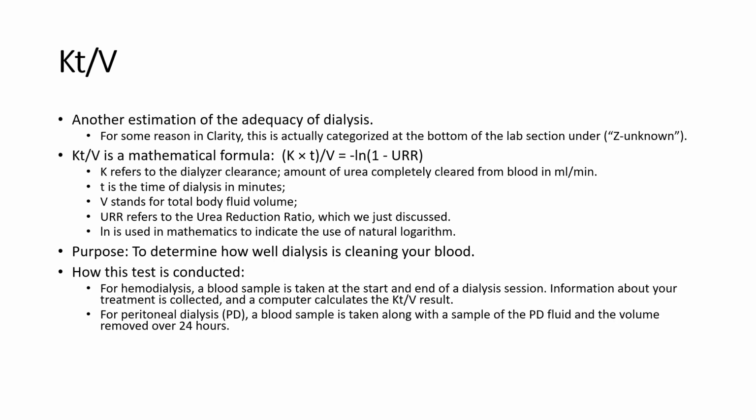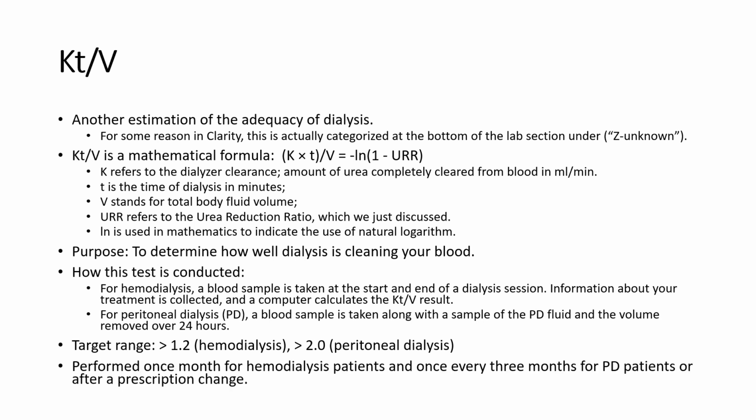How do we do the test? Basically, for hemodialysis, we draw a blood sample at the start and end of the dialysis session, so that's the BUN like we talked about. And then we factor in the dialysis duration, the volume of distribution, we take the natural log, and voila, we get a number at the end. For peritoneal dialysis, a blood sample is taken along with a sample of PD fluid, and the volume removed over 24 hours. So the target range for Kt/V is greater than 1.2 in hemodialysis, and it's greater than 2.0 for peritoneal dialysis. It's performed once a month for hemodialysis patients and once every 3 months for peritoneal dialysis patients, or more often if there is a prescription change.